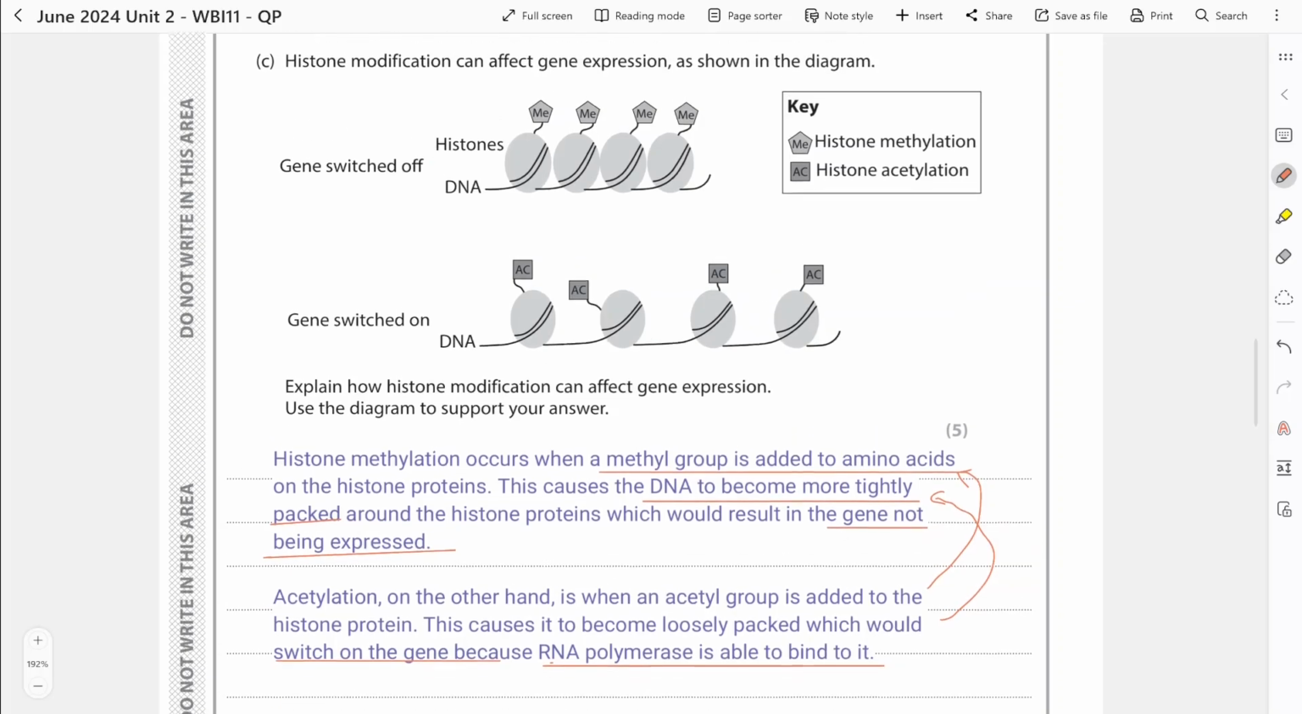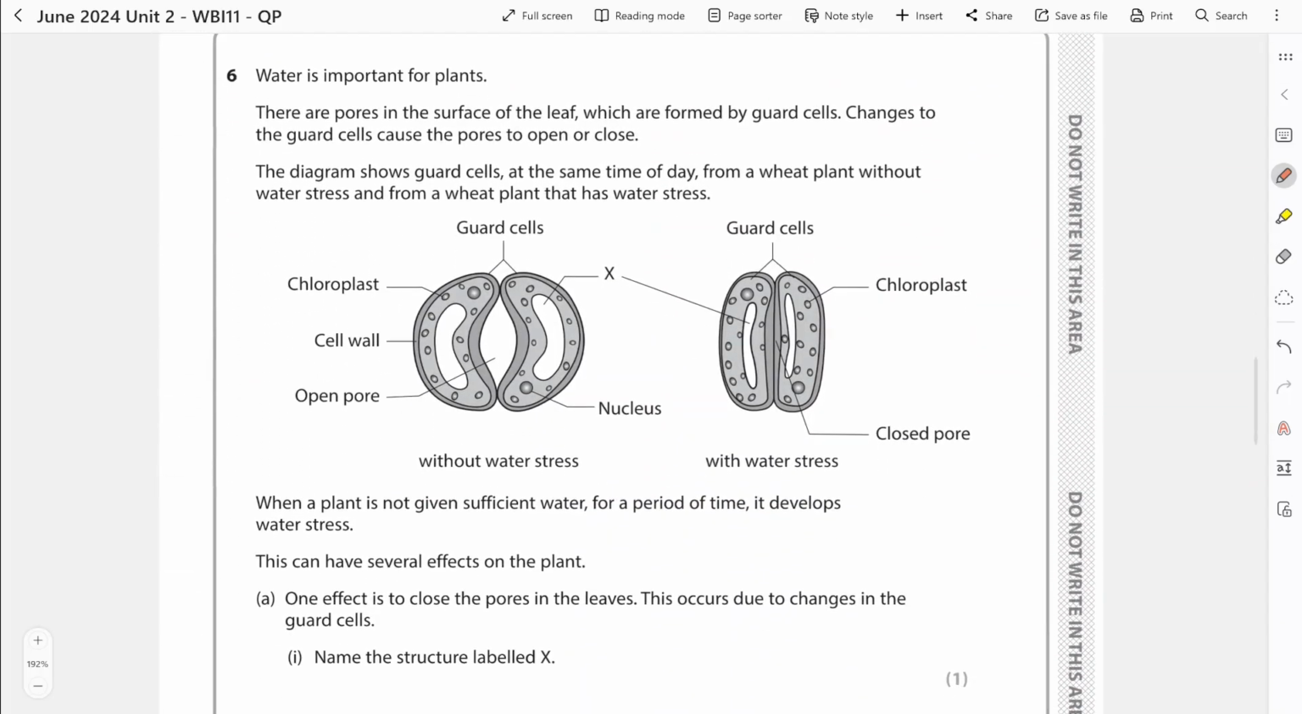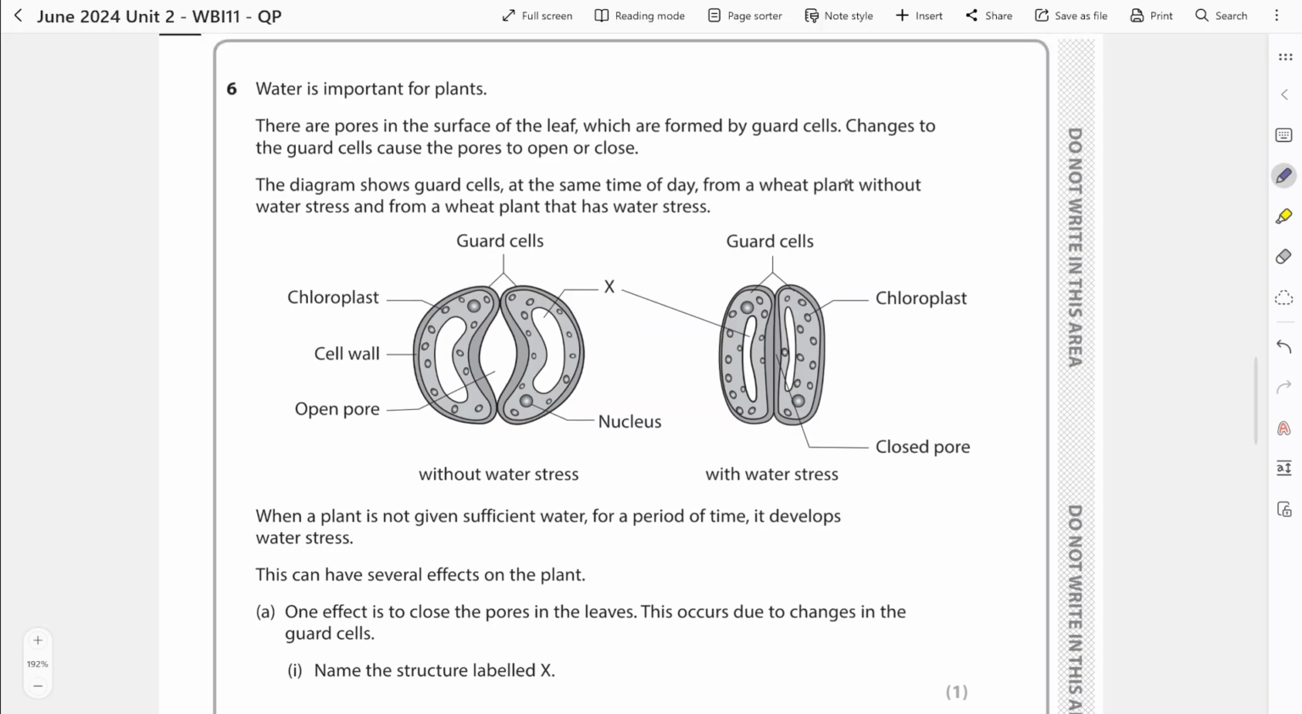Okay, let's move on to the next question. Water is important for plants. There are pores in the surface of the leaf which are formed by guard cells. Changes to the guard cell causes the pore to open or close. The diagram shows the guard cells on the same time of day from a wheat plant without water stress and from a wheat plant that has water stress. So without water stress and with water stress. So this is without and this is with.